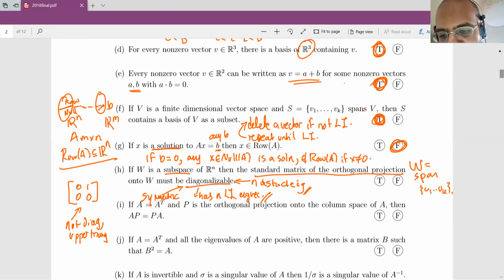What really helps is that the matrix of the projection is U times U transpose, right? If U has columns equal to these vectors. And that is symmetric, right? So that's it. This is symmetric because of this formula, U U transpose. So it's symmetric, so it's diagonalizable.